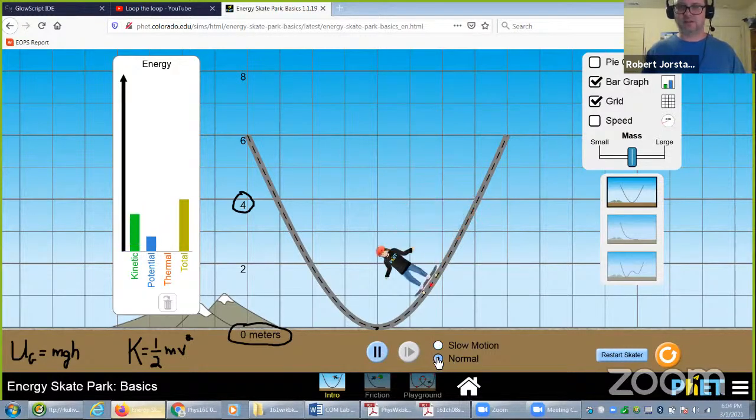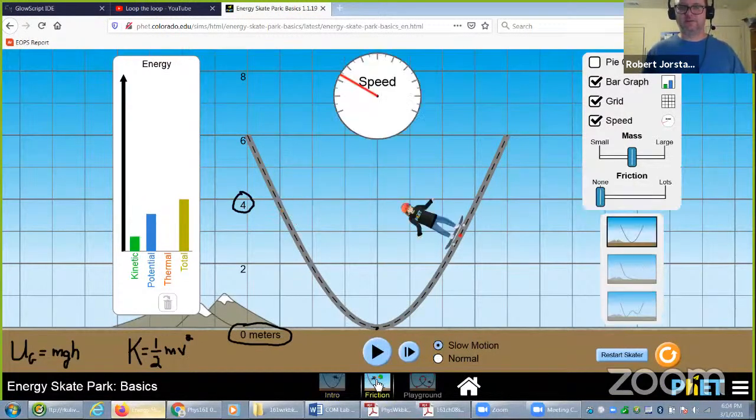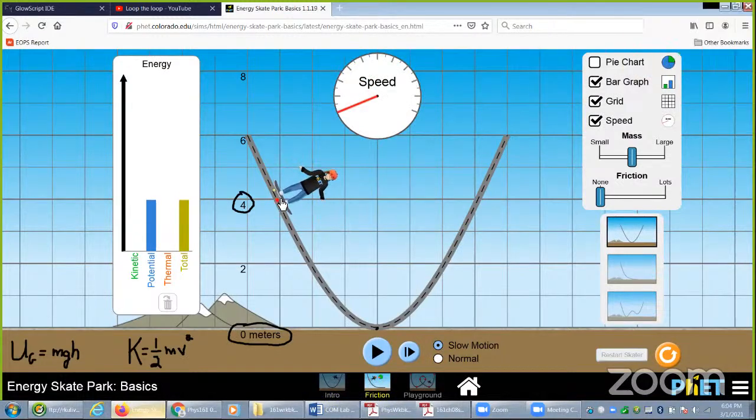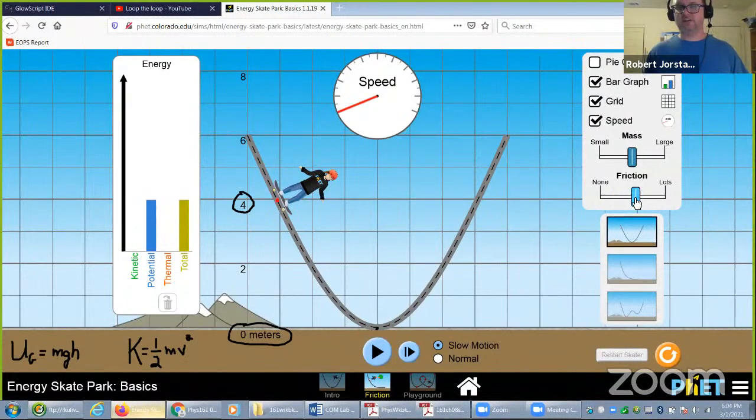Let's run this at normal speed. All right. Nothing too crazy there. Got it. Now, what's going to happen if we add in some friction here? The energy is going to go down. So yeah, and so let's just do this. Let's exaggerate. Let's put in quite a bit of friction here, and we'll show what's happening. Whoops, let me take off the speed gauge.